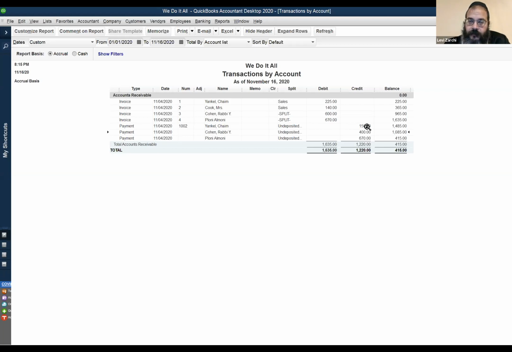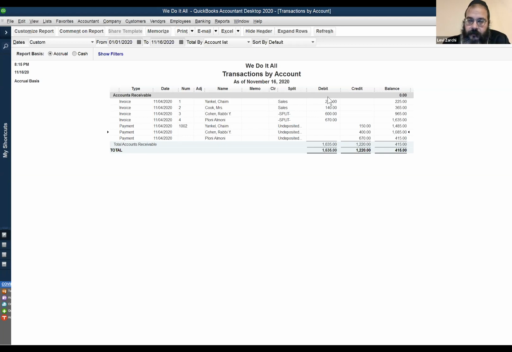Now, what happened when we credited the receivable, right? For example, we took the $150 from Chaim Yankel. So we credit the receivable, but everything is a dual entry. So you see here, it's called undeposited funds, right? It's a new asset. Previously, it was a receivable. So again, when we make an invoice, not always this column split will give you the second side of it, but in this case, it does.